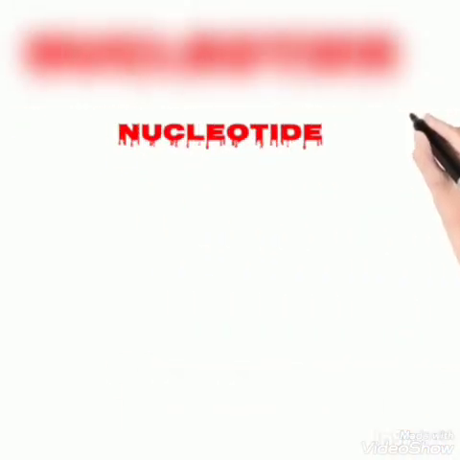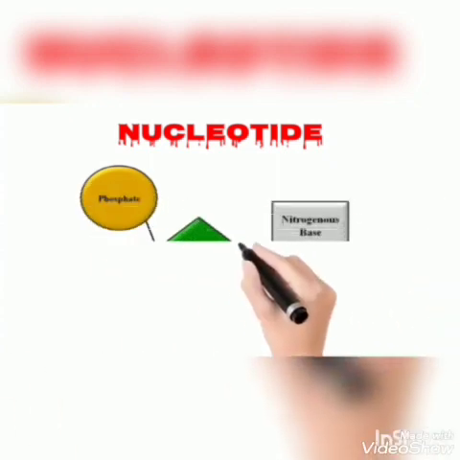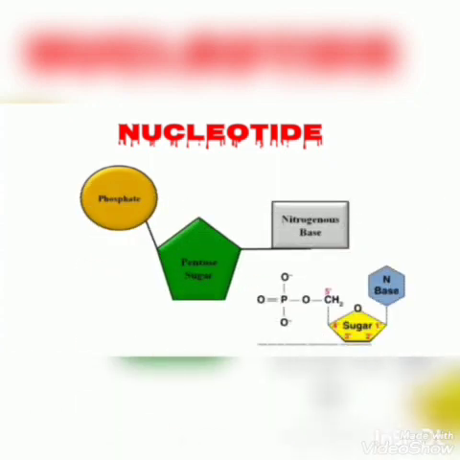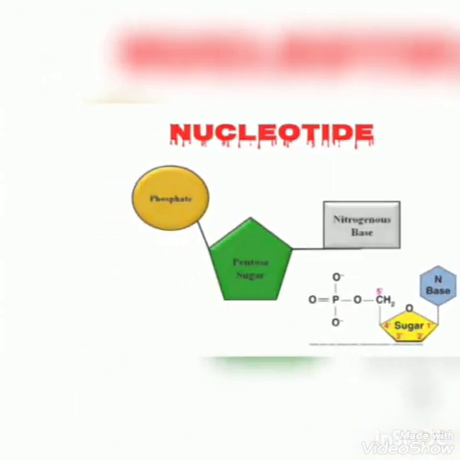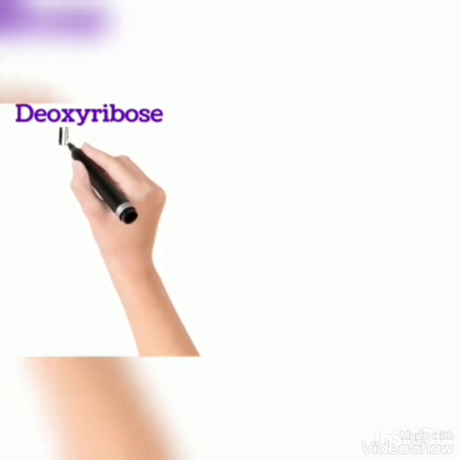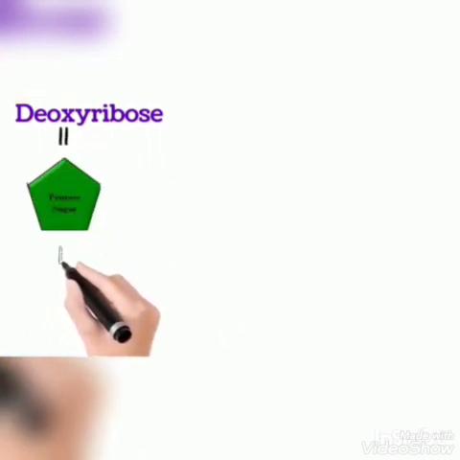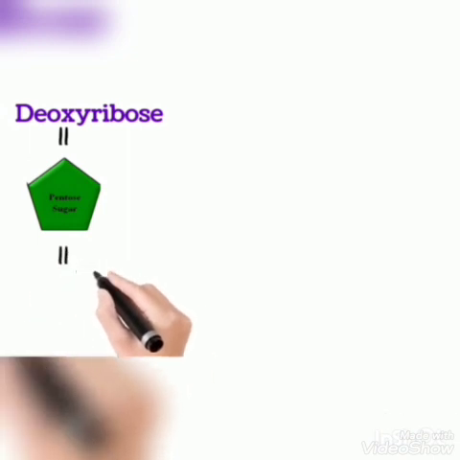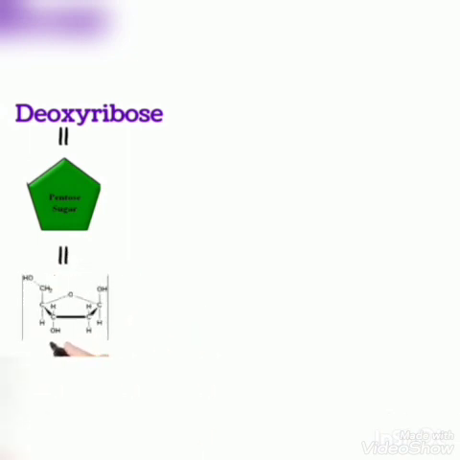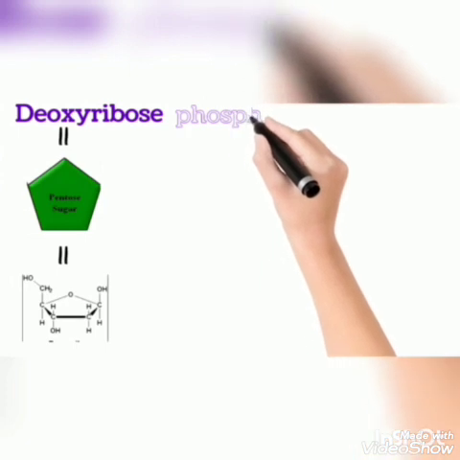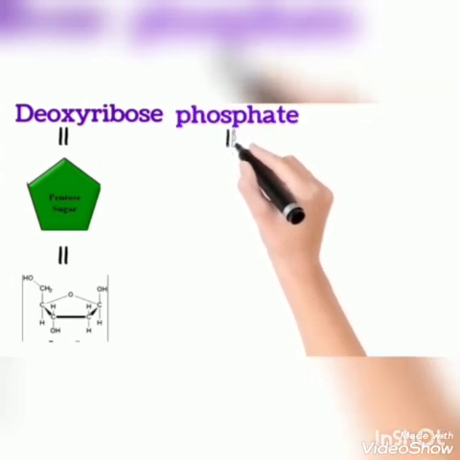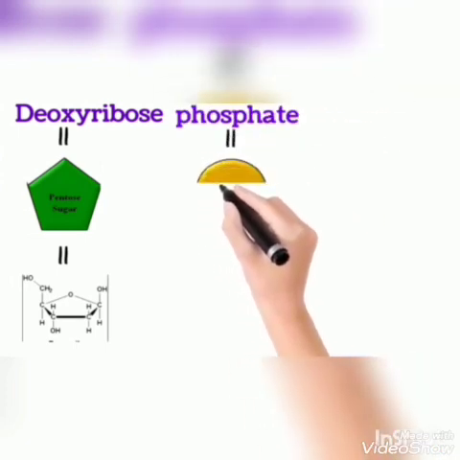This is an overview of a single nucleotide. It consists of three parts: phosphate, pentose, and a nitrogenous base. The structure of each part of a nucleotide. The very first, deoxyribose. Do you know what is deoxyribose? Yes, it is a 5-carbon sugar molecule that forms a pentagonal shape. Next, the phosphate group that contains 4 oxygen atoms in its structure.